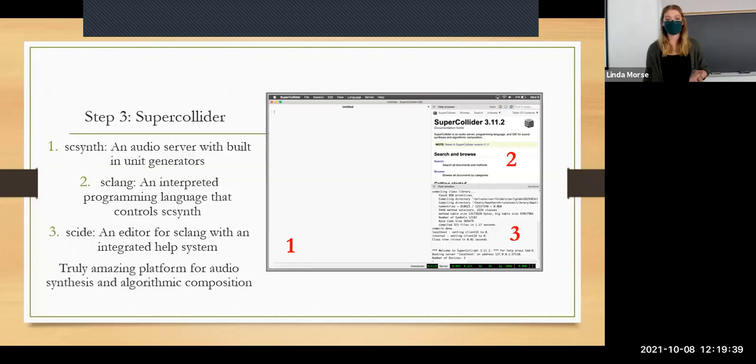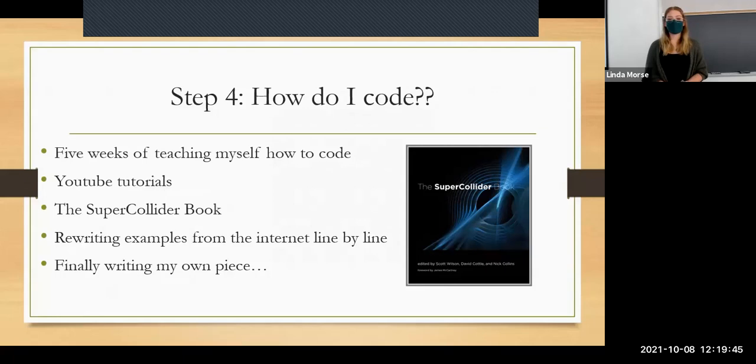So then I had to realize, I don't know how to code. And I spent 5 weeks trying to teach myself how to code. I watched YouTube tutorials for 8 hours a day. I read the SuperCollider book, which is another super fun textbook, like 800 pages of just everything to do with this really cool programming language that was really daunting. I found as many examples as I could on the internet and I rewrote them line by line and tried to break them down and explain exactly what was happening so I could try to replicate it myself. And after 5 weeks, I wrote my own piece, and I'm really proud of this, so I'll show it to you.